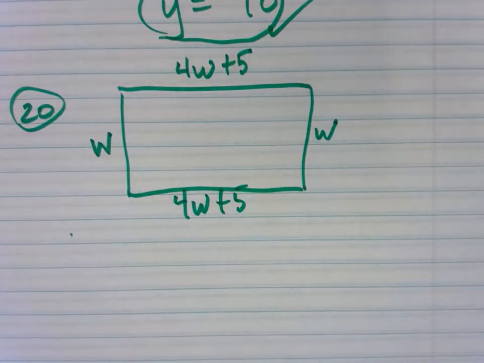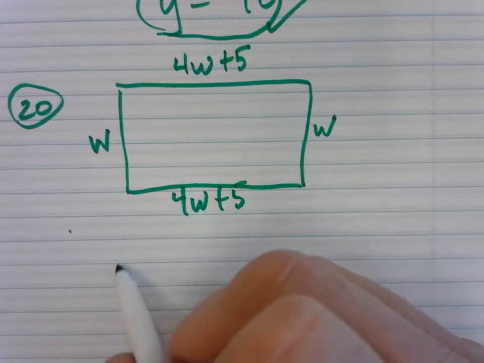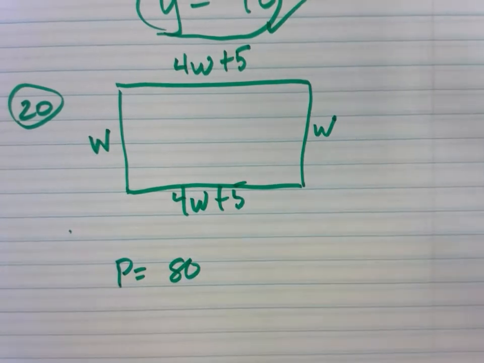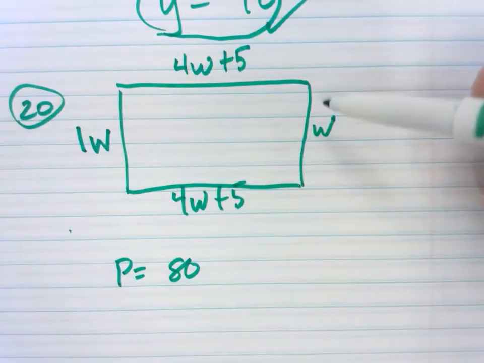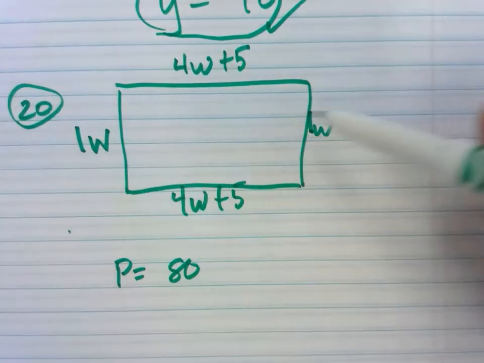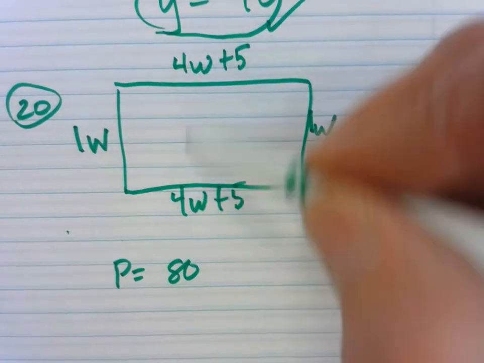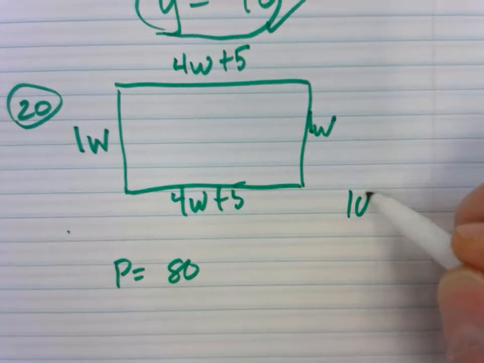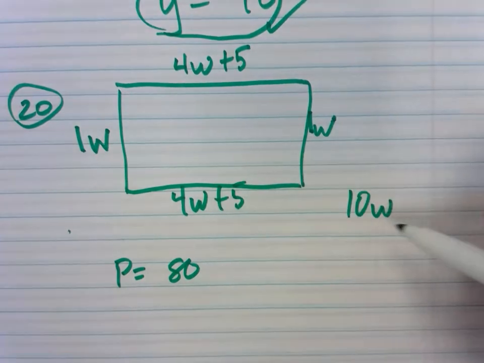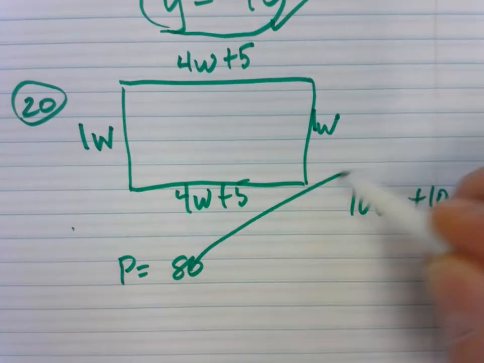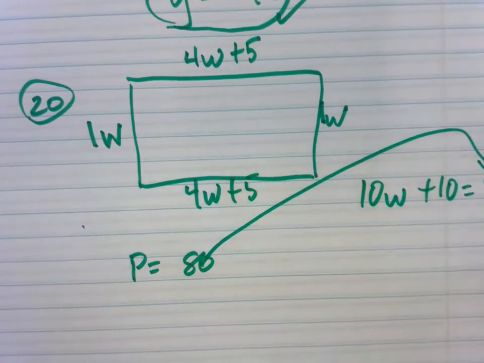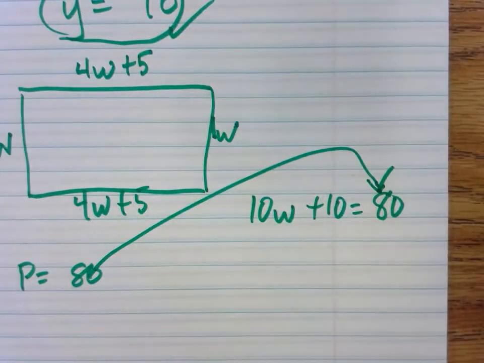Now we know it's got a perimeter of 80, because it told us that in the first sentence. If it doesn't have a number, I put a 1. So that's 1 W, 1 W, 4 plus 4 is 8, 8 plus 2 is 10 W. 5 and 5 is 10. Equals 80. Don't forget we're taking that 80 and sticking it right there. So I got 10W plus 10 equals 80.